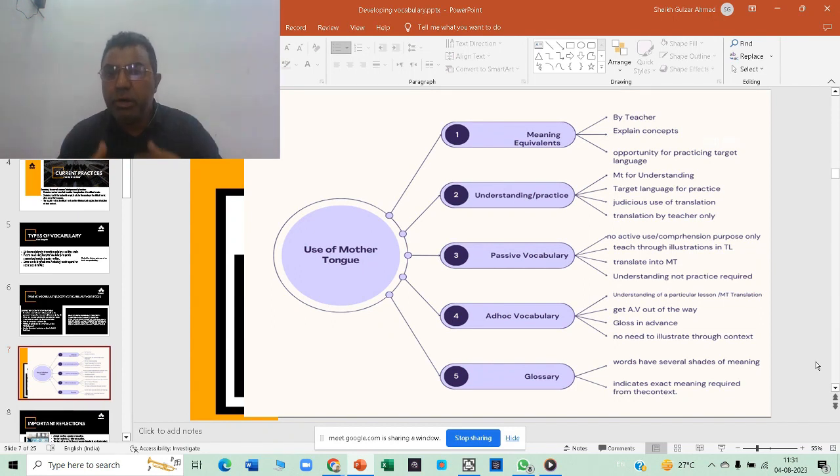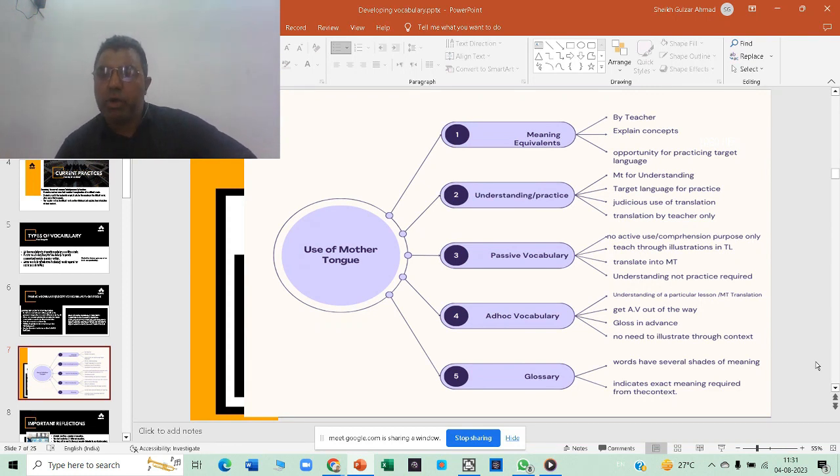If you are focusing on practicing some communication skills, or practicing that they should remember the words, practice it in English. There is no way to resort to the mother tongue. This is how you can treat passive vocabulary. When it comes to ad hoc vocabulary, please now remember, very important.